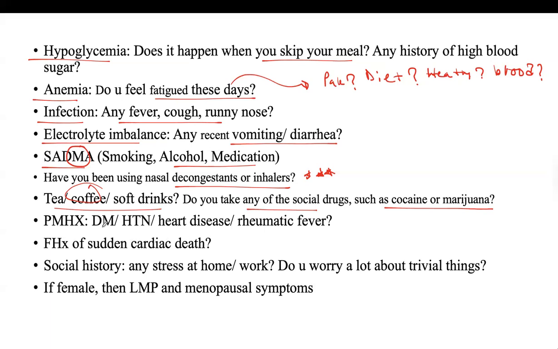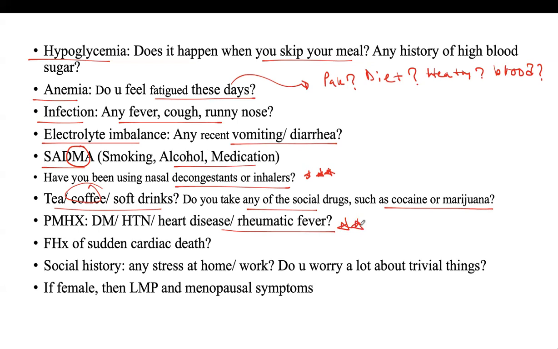Ask about their past medical history. So how are you generally? Are you generally healthy? Any past medical condition like diabetes, high blood pressure, any heart condition, any history of a condition called rheumatic fever? Because rheumatic heart disease patients also can come to us with palpitation. So we ask this directly.